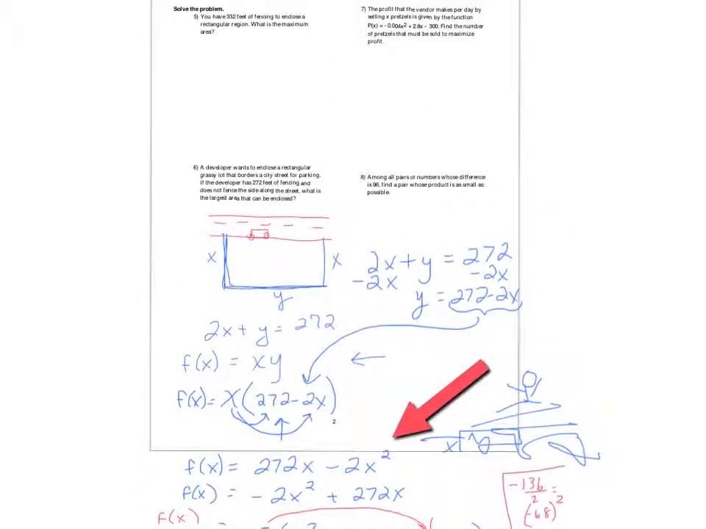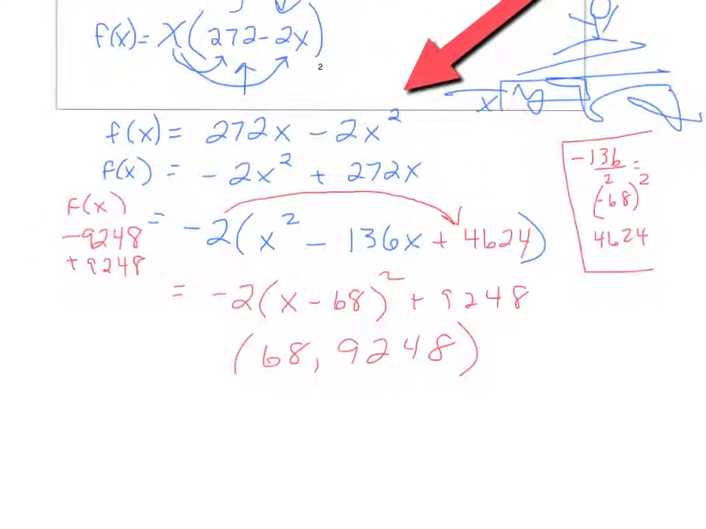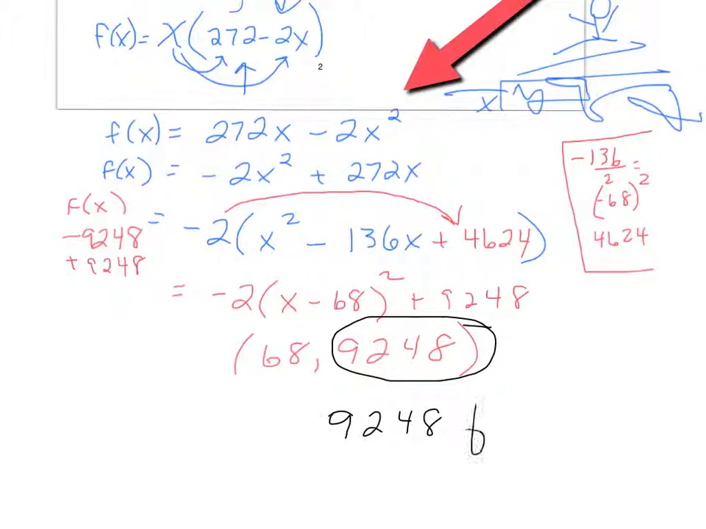So the question was, what is the area? This one wants the area. It's not asking the dimensions. It's asking for the area, and that's what this number tells you. So 9248 feet, I guess, is what, I don't know if it was feet or what. I would assume so. So the answer would be 9248 feet is the maximum area.